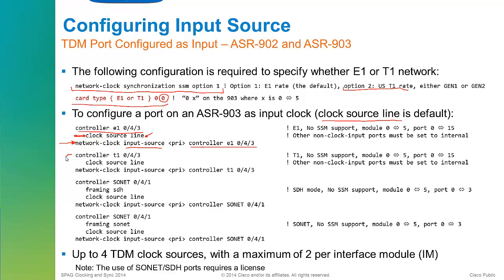Similarly for T1, I won't go through this in a lot of detail. We can also use this for SONET; it doesn't have to be E1, it can be an optical interface like SONET or SDH. The difference between SONET and SDH CLI is not much, you just put a different framing line in, but you do refer to it as controller SONET. Clock source line, and similarly you say controller SONET, whichever port you want to use. You can use up to 4 TDM clock sources on a 903, with a maximum of 2 on any interface module.